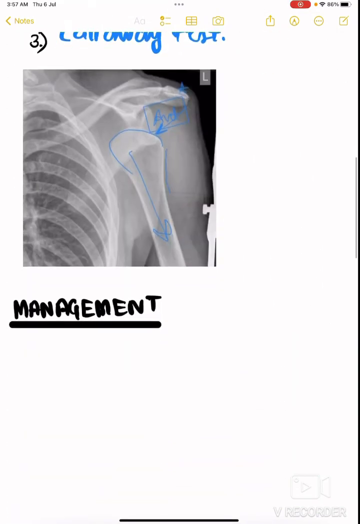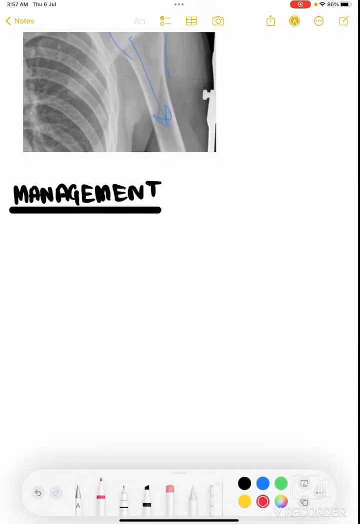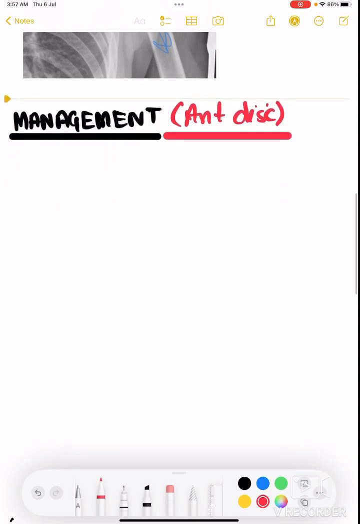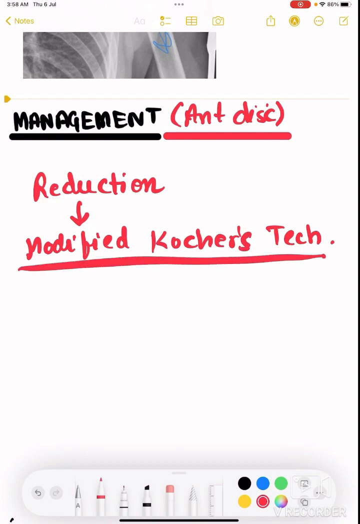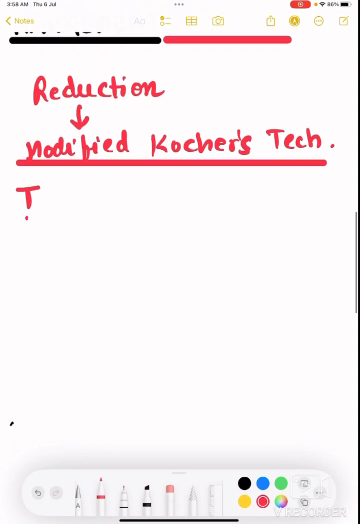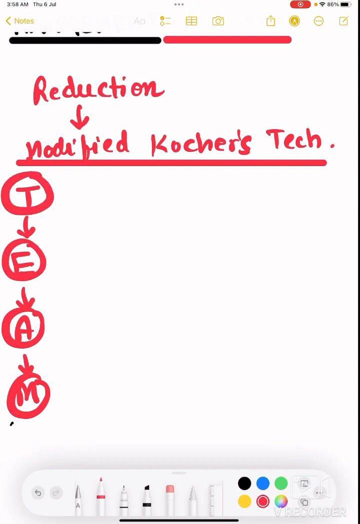Now coming to the above things, what is the management of anterior dislocation of shoulder, right? It is very important and very easy. They will ask you the sequence. Reduction. First of all, you will do a reduction process, right? In reduction, we use a technique which is called modified Kocher's technique. This is the technique that is used, and in this technique, there is a sequence called TEAM, right? TEAM is the sequence. T stands for traction, right?